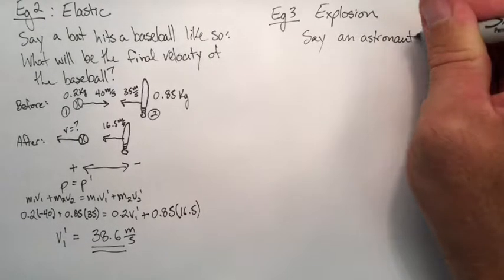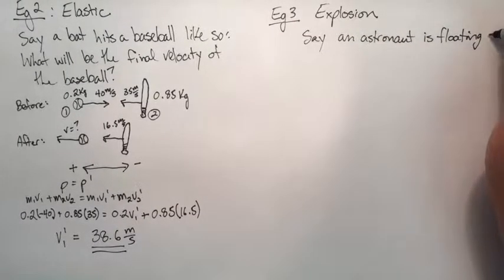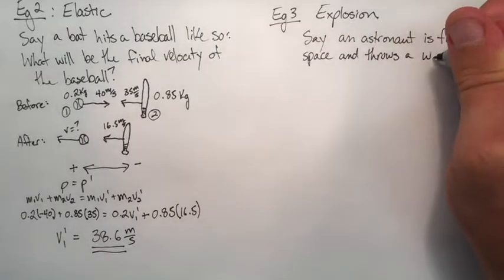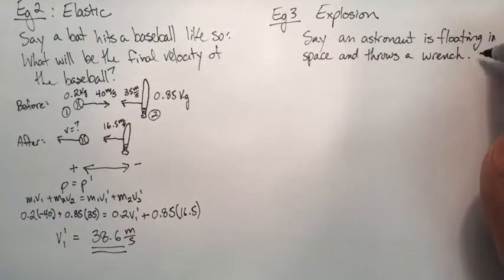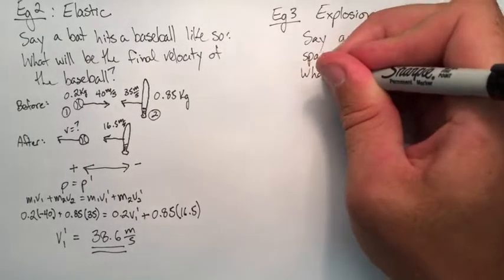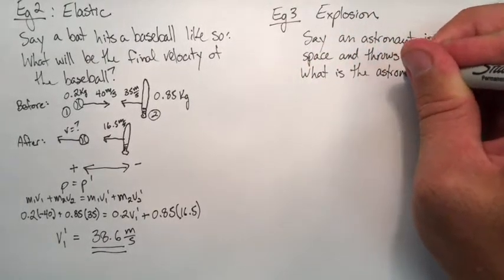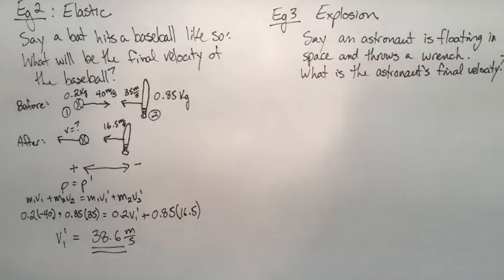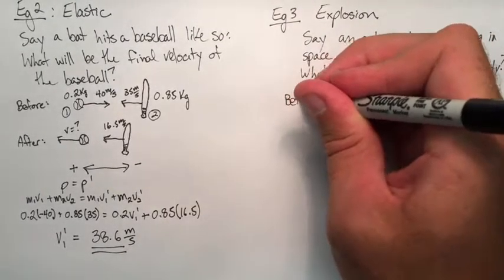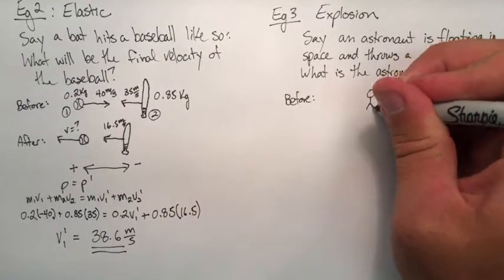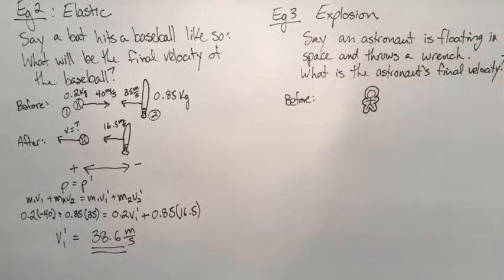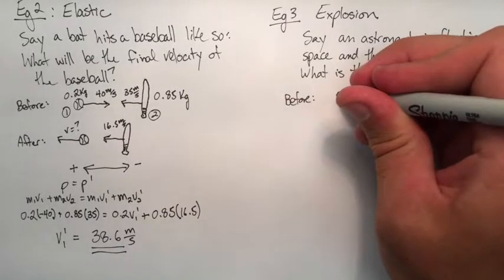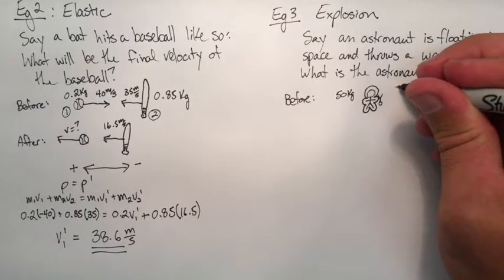Example 3, it's an explosion. Let's say, so we just need two things that are separating. Let's say there's an astronaut floating in space. It has a wrench in her hand. She's going to throw the wrench in a certain direction, which means she's going to go opposite of that. So we're going to try and calculate the astronaut's final velocity. Before that explosion, they're together, just floating at rest. So here's our astronaut holding onto a wrench. The astronaut's going to be 50 kilograms. Wrench would be 2.4 kilograms.